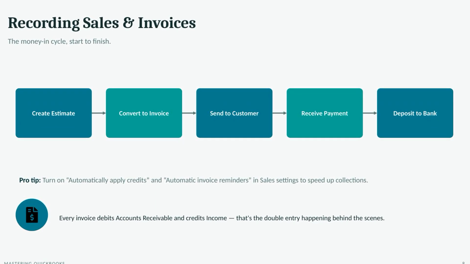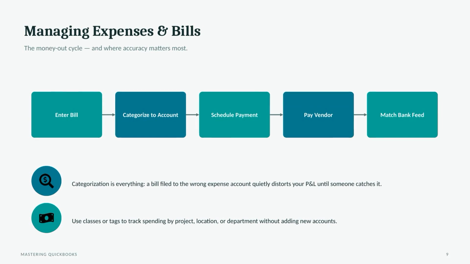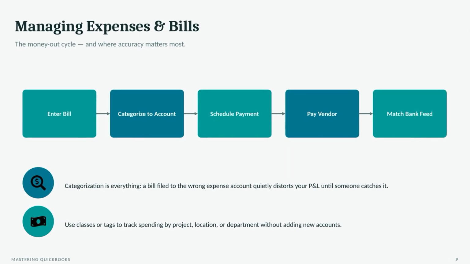Here's the money in cycle. Create an estimate, convert it to an invoice, send it to your customer, receive the payment, and deposit it to the bank. Behind the scenes, every invoice debits accounts receivable and credits income. That's double-entry bookkeeping happening automatically. Pro tip: turn on automatic invoice reminders in your sales settings to speed up collections.